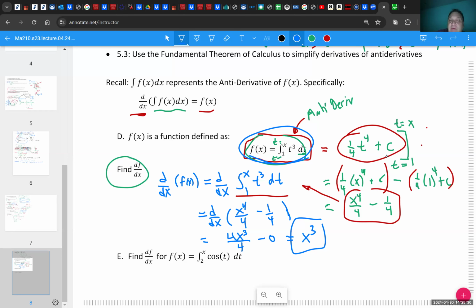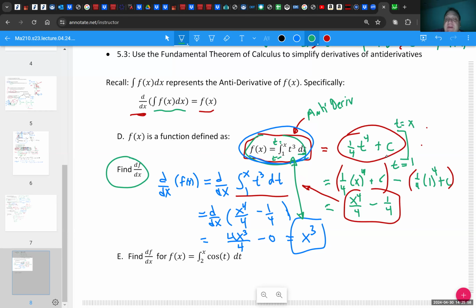Remember, the original function was actually t cubed. We did change the variables because we ended up plugging in x. So the original function used t as a variable, but we ended up plugging in x and differentiating with respect to x. So we get the exact same function that we started with, except that we have an x instead of a t. So that's what they want you to understand in terms of these antiderivative derivative things.